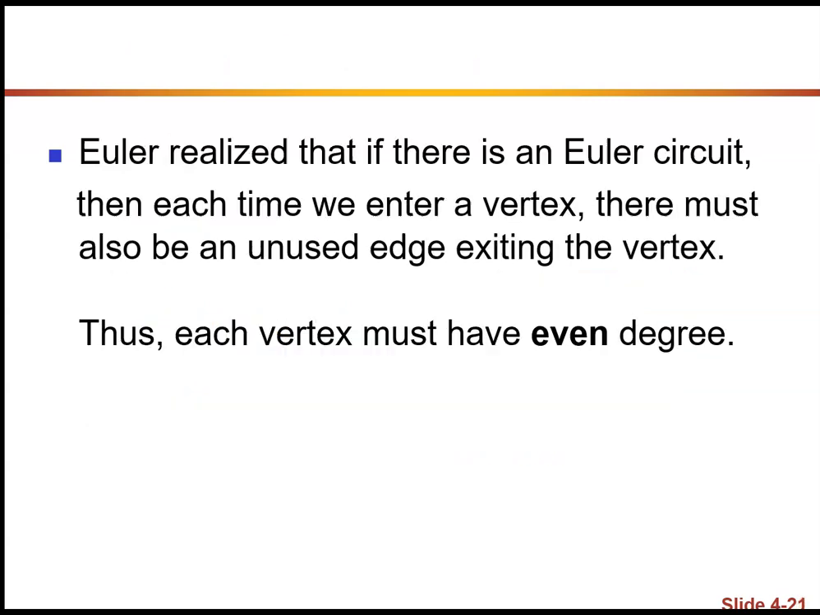Okay. So Euler realized that if there is an Euler circuit, each time we enter a vertex, there must also be an unused edge exiting. Okay. That's why every single vertex, this is an important little part here, every vertex must be even. If you have every vertex even, there is an Euler circuit that exists.